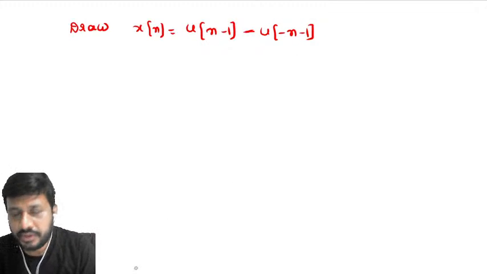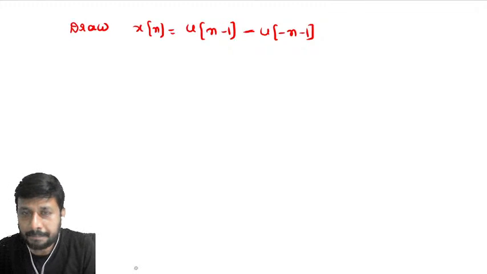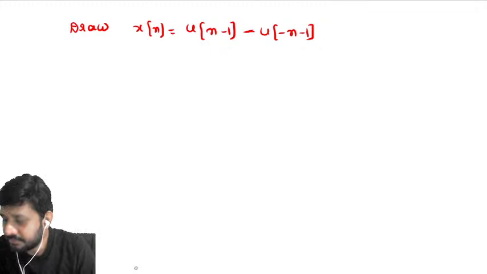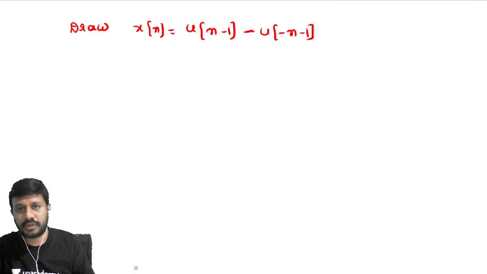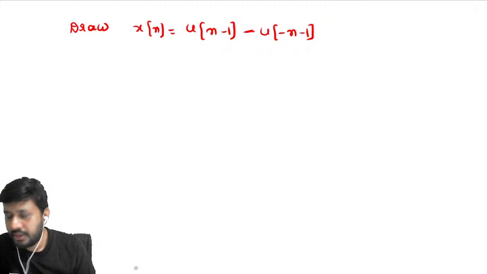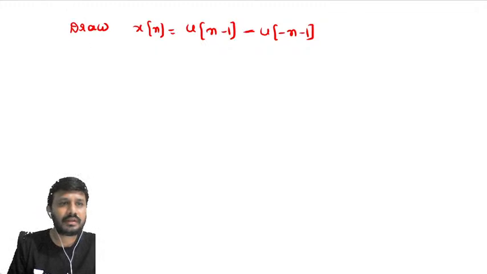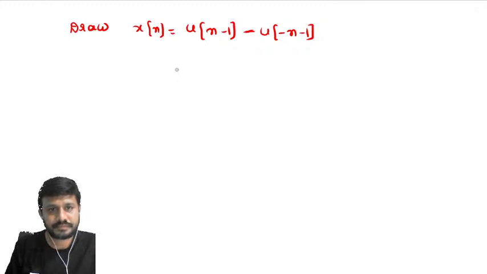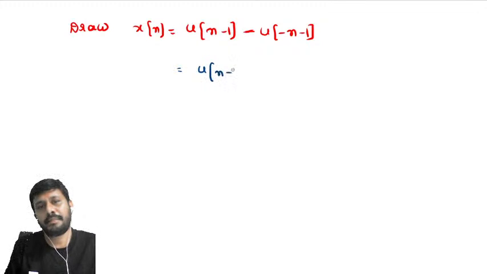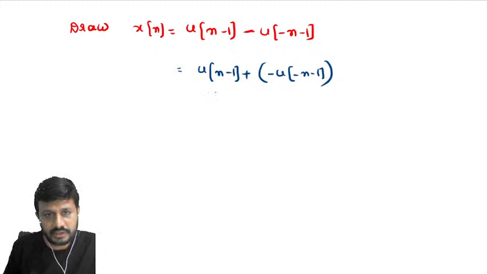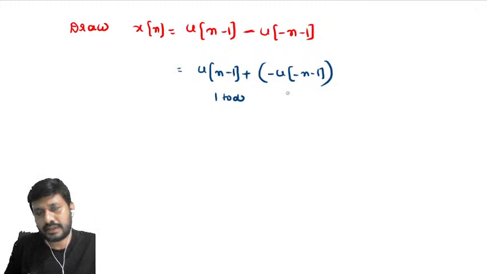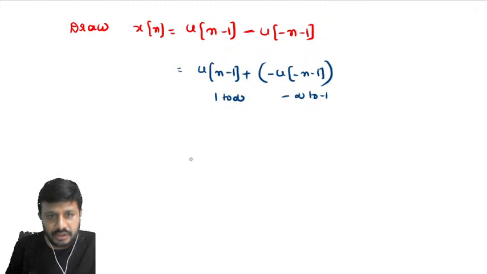Draw the signal x of n is equal to u of n minus 1 minus u of minus n minus 1. All of you try to draw this one. Very simple. I can rearrange this as u of n minus 1 plus minus of u of minus n minus 1. This exists from 1 to infinity with a value of 1. This exists from minus infinity to minus 1 with a value of minus 1. Try to add.